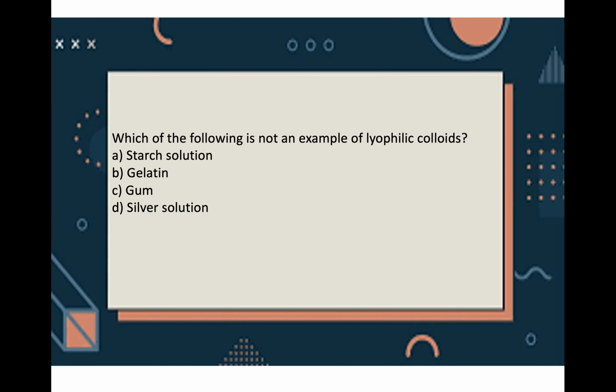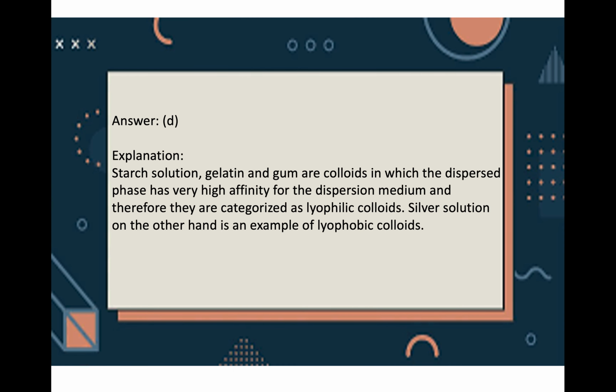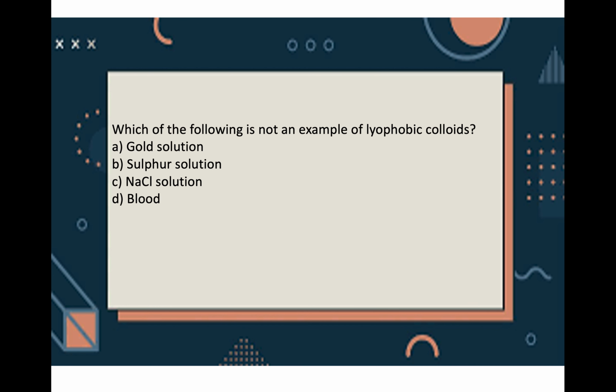Now, which of the following is not an example of lyophilic colloids? A. Starch solution, B. Gelatin, C. Gum, D. Silver solution. The answer is silver solution. Because starch, gelatin and gum are colloids in which the dispersed phase has high affinity for the dispersion medium, and so they are categorized as lyophilic colloids. Silver solution is an example of lyophobic colloids.